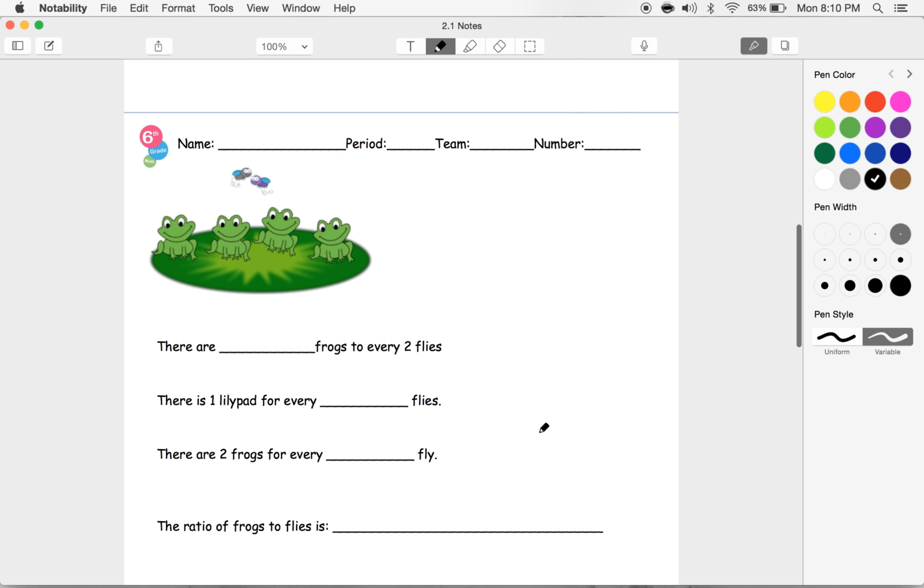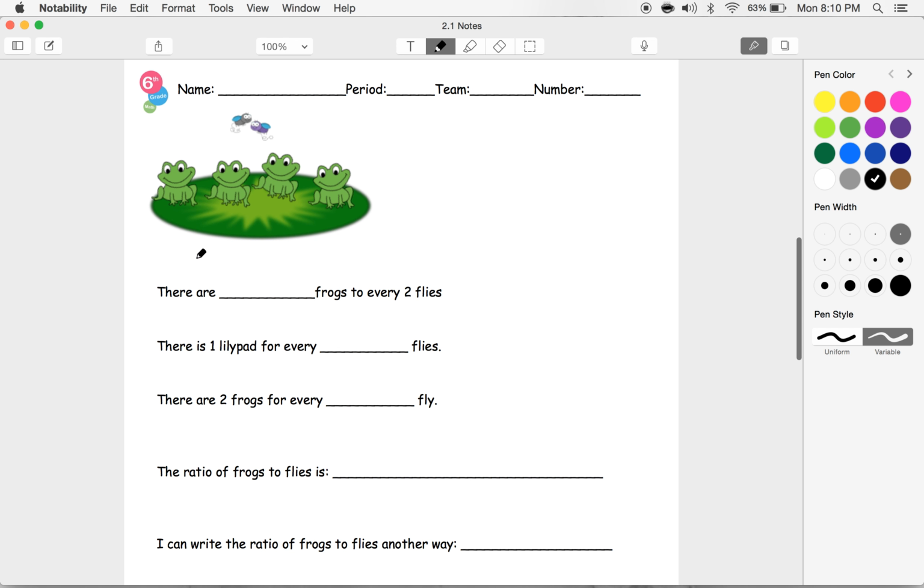Alright, so we're going to look at this example with some frogs. We have a lily pad, 4 frogs, and 2 flies, because we can compare more than 2 things. A ratio compares the numbers, the quantity, between 2 or more. So in this case, we have a lily pad, frogs, and flies. This is 3 categories. So there are blank frogs to every 2 flies.